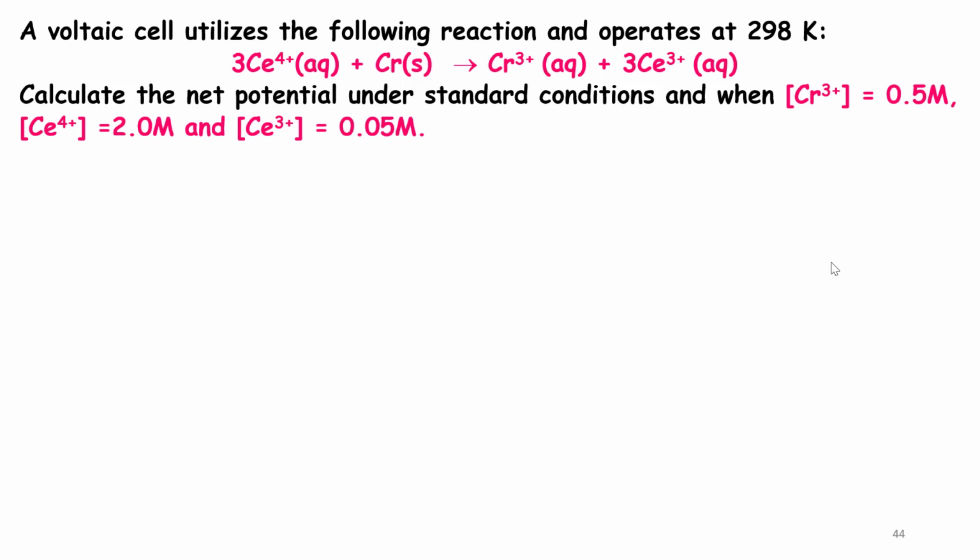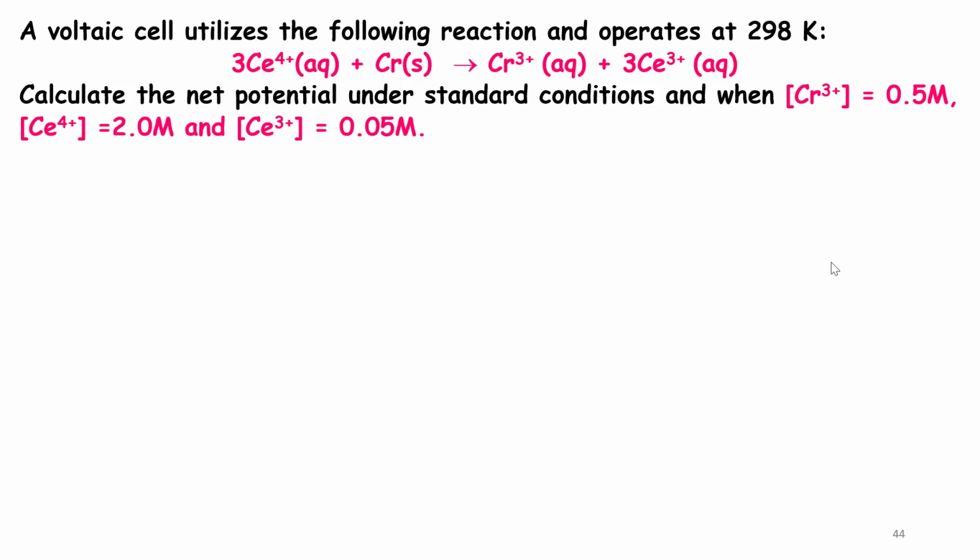Calculate the net potential under standard conditions and when chromium 3 plus concentration is 0.5 molar, cerium 4 plus concentration is 2 molar, cerium 3 plus concentration is 0.05 molar. So this is the problem that's given.